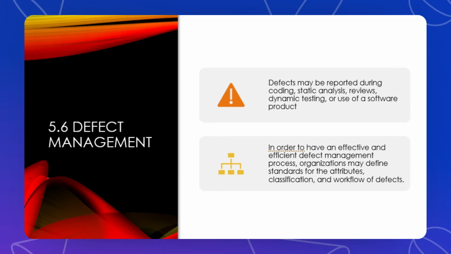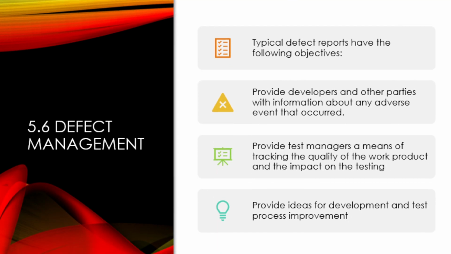In defect management, a defect may be reported during coding, static analysis, or review. We not only report defects during dynamic testing, we also report them during reviews, static analysis, in the documents, and so on. In order to have an effective, efficient defect management process, the organization may define standards for the attributes. We also should have a reporting procedure: how defects will be reported, how they will be communicated, and so on.